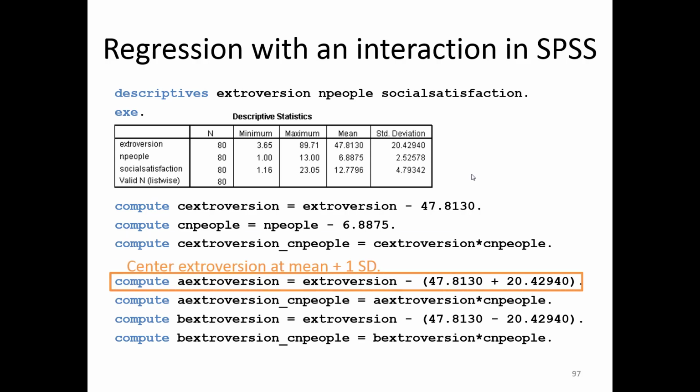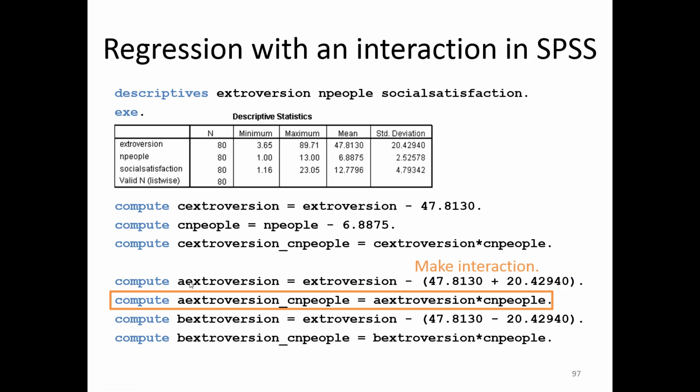Then center extroversion at the mean plus 1 standard deviation. I'm calling this A extroversion, for above extroversion. Of course, you can call it anything you want as long as you keep it straight. Note that when we do this in R, we can really compute these means on the fly basically, so we don't need to do these steps up here.